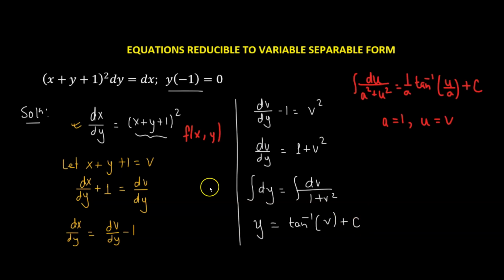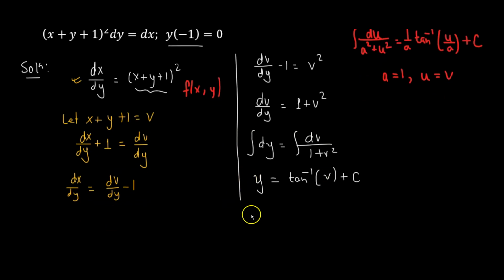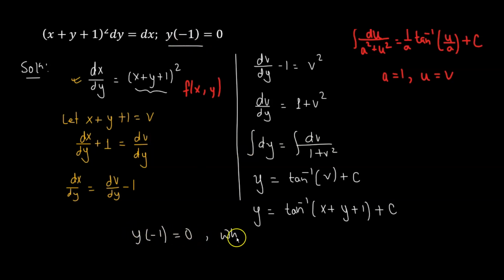And we have to replace the value of v with x + y + 1. So we should get y equals tangent inverse of (x + y + 1) plus the constant c. So now our task will be to determine the value of this constant c, and we can use the initial conditions here. Since we are provided y of minus 1 equals 0, this means that when x approaches the value negative 1, then y is going to approach the value 0.